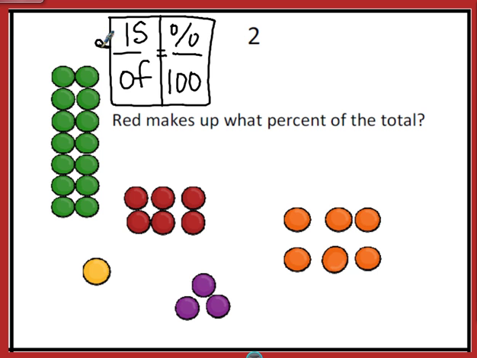Is really the part, so it's just like a fraction. It's the part of your problem, and of is the whole piece, so the total or the whole. So is over of equals percent out of 100.